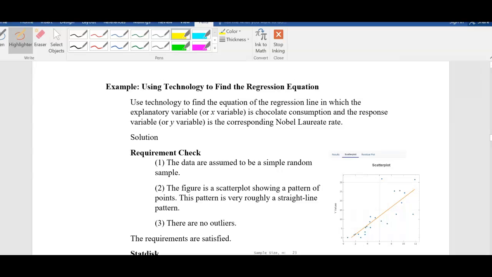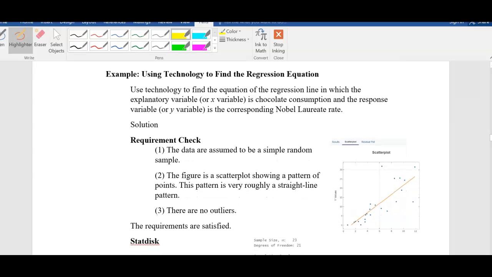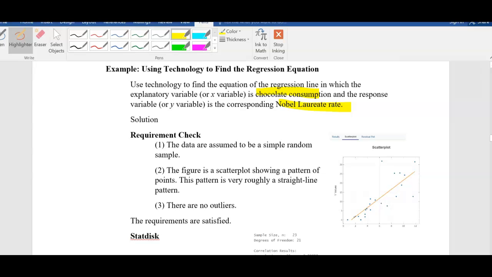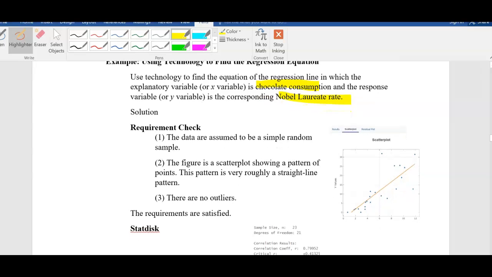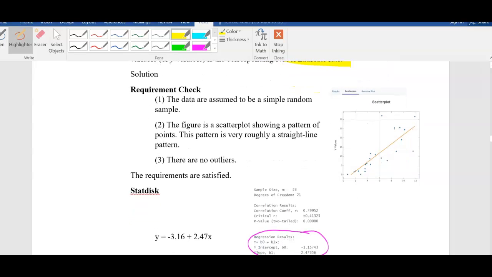All right, so here's our technology. We're going to use our x variable and our y variable, and we're going to look at the Nobel laureate rate compared to chocolate. Now, I know that chocolate does not make you have a Nobel Prize. But is there a correlation? We know there's no causation, right? Requirement check. We're going to assume it's a random sample. It probably isn't, so this probably doesn't work well, but we're going to assume so for the moment.